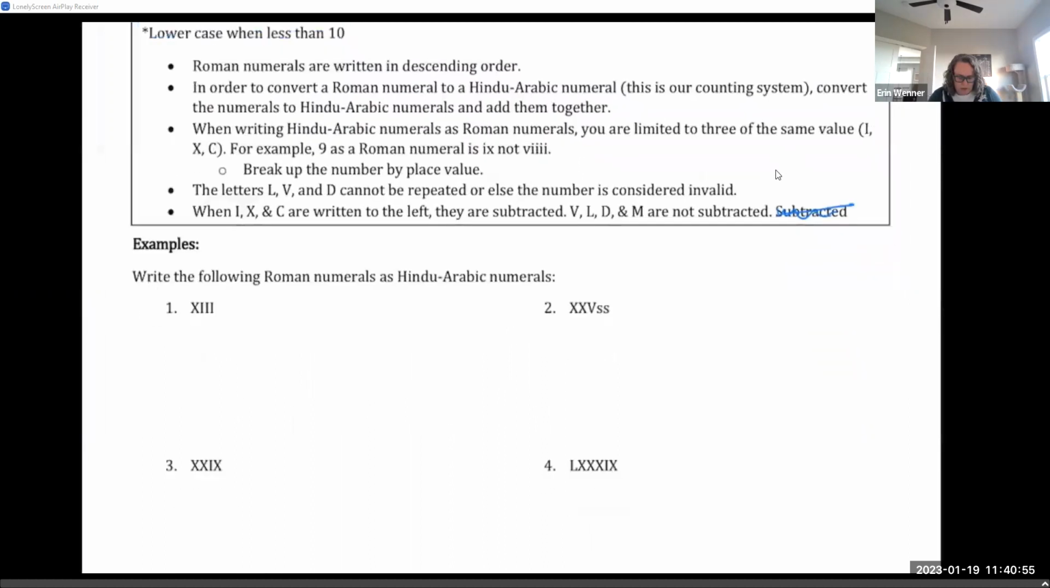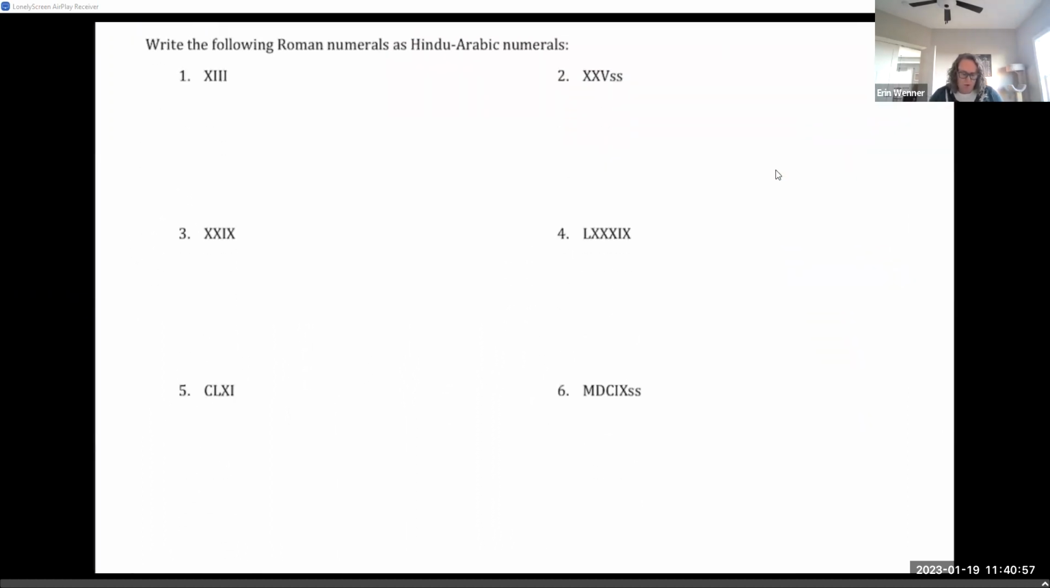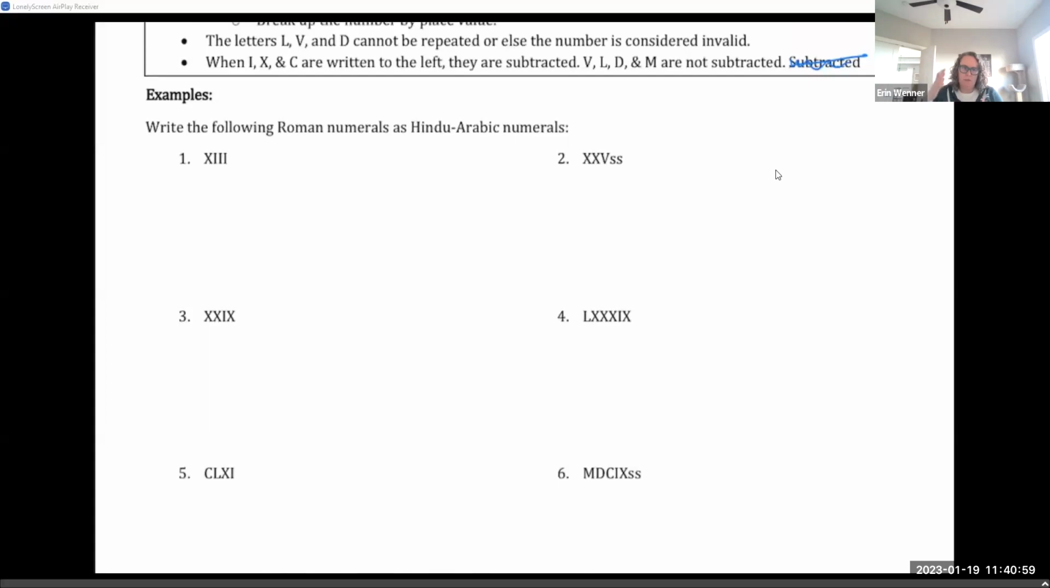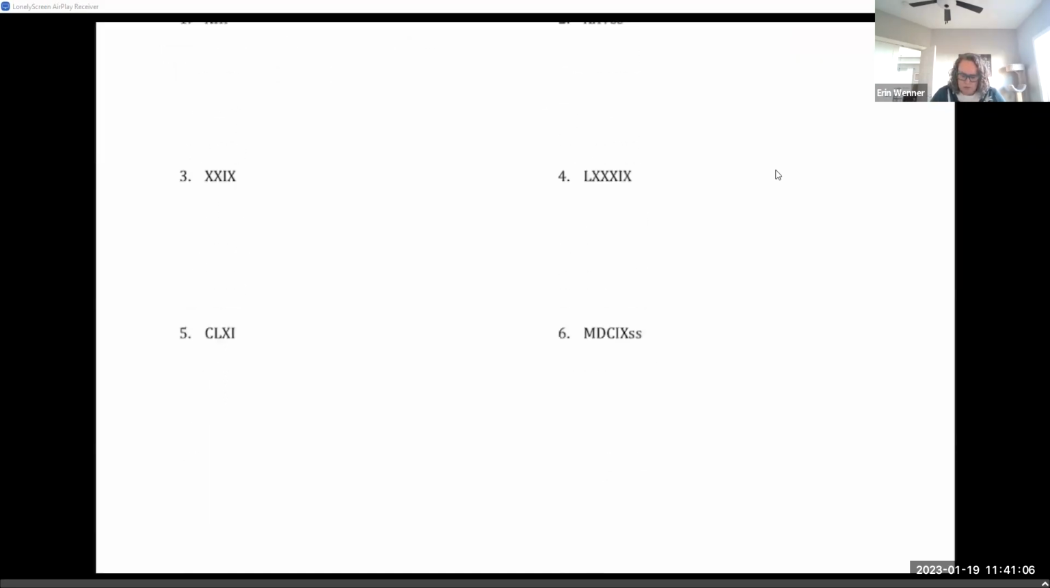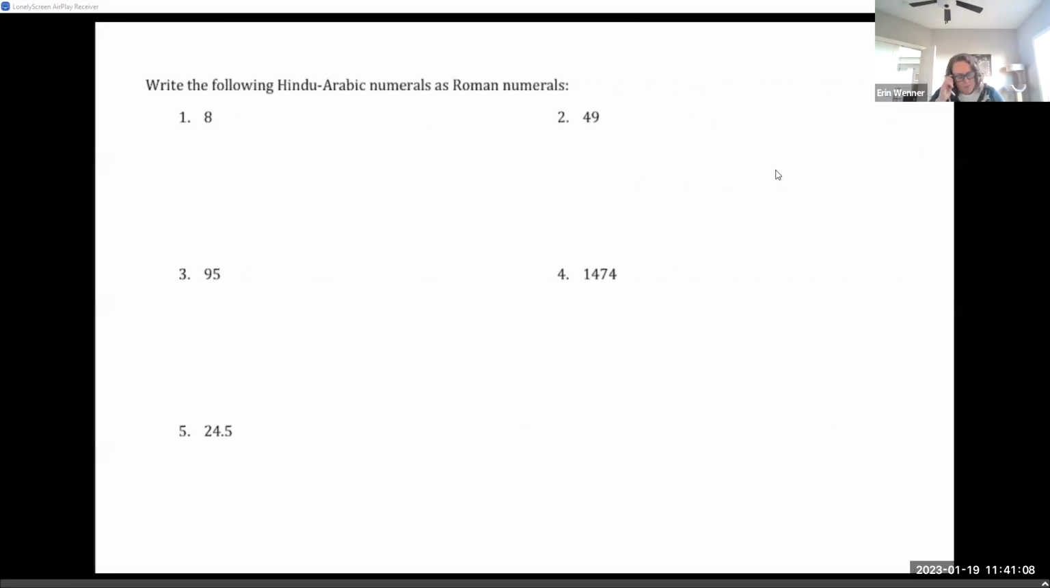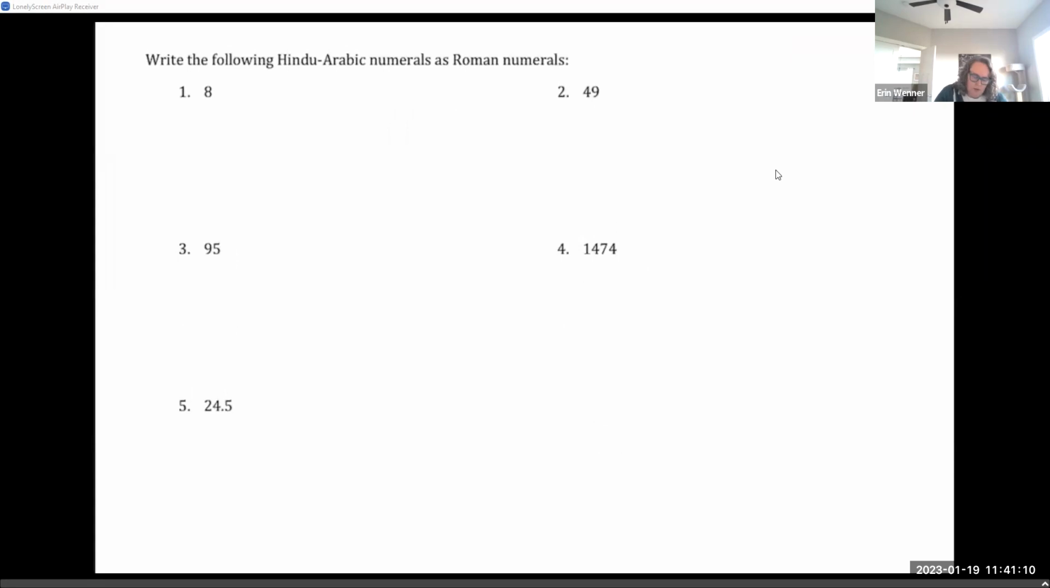I'm going to go the other way. I think it's helpful if we take our numbers that we normally deal with and write them as Roman, and then go back to taking Roman numerals and writing them as our Hindu Arabic ones. Let's go to the next page. It says, write the following Hindu Arabic numerals as Roman numerals.